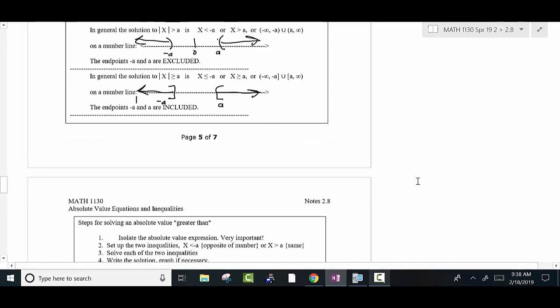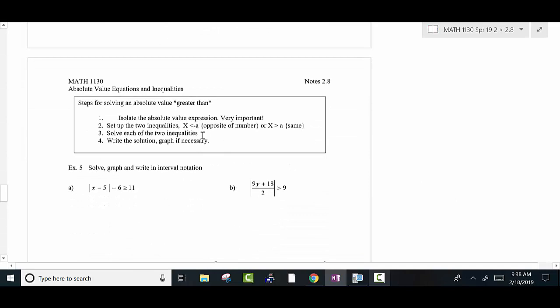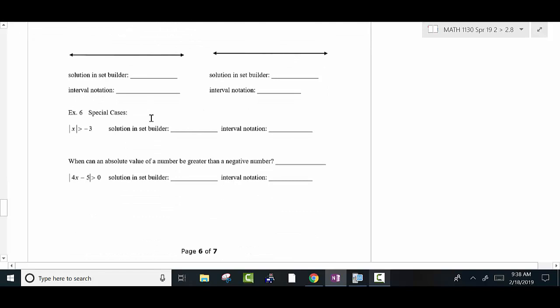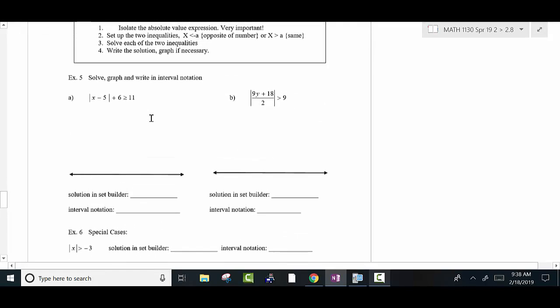I've written down the steps that you can refer to if you need to. So I'm going to work out a couple of the absolute value problems and see how you do with this. The first thing on this one is you have to isolate. Isolate is always the first thing, so you subtract 6 from both sides. That gives absolute value of x minus 5 greater than or equal to 5. And then you're going to set up two things.